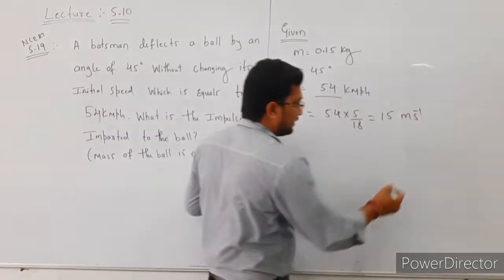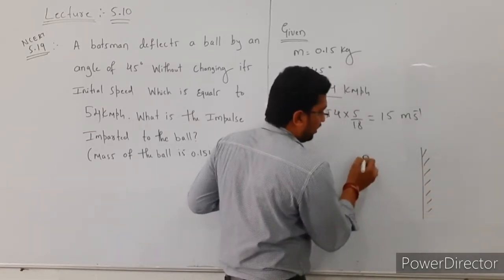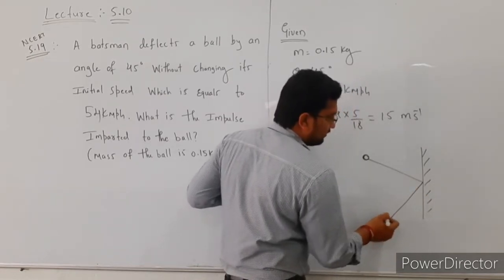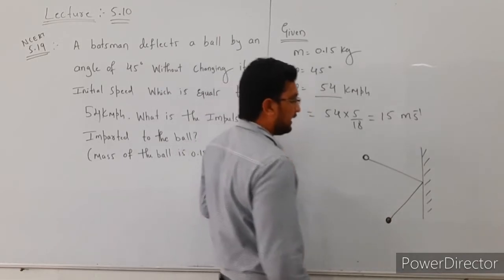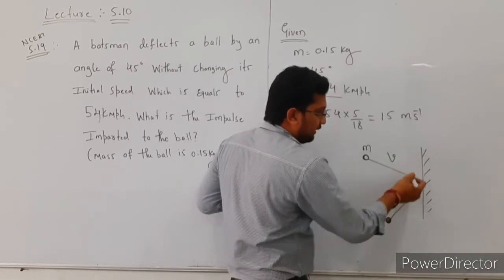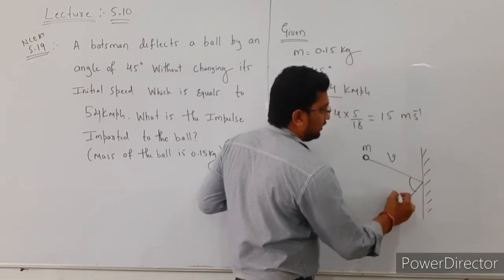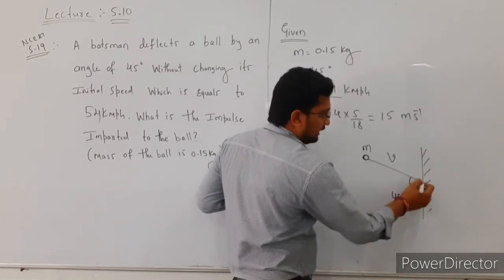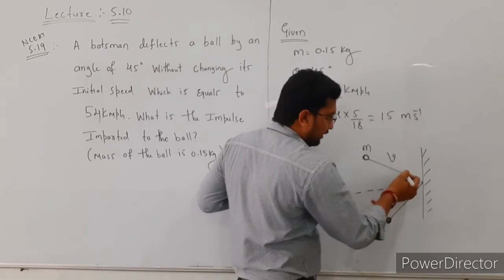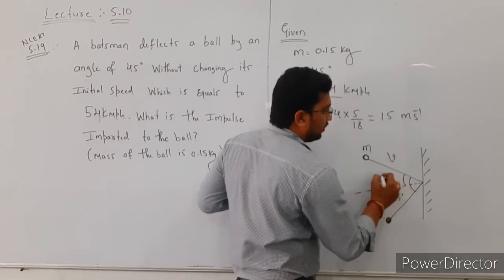Okay, see here. Let us assume that this is a bat. A ball of mass m hits the bat, and after collision it is moving with the same speed. Here the mass is m and the velocity is v, and it makes an angle theta. The angle between these two vectors is 45 degree, and this is the normal to the surface. Normal means perpendicular to this surface. So the angle between the normal and the velocity vector is 22.5.